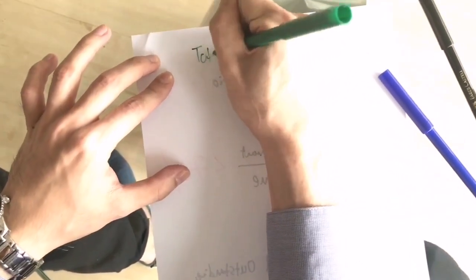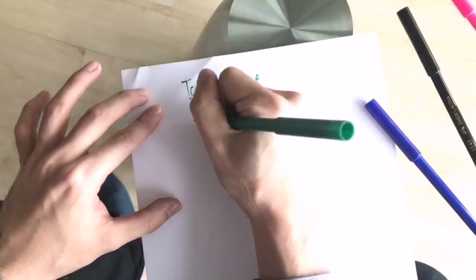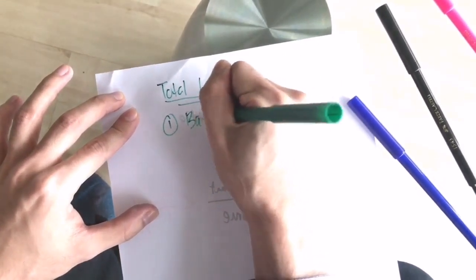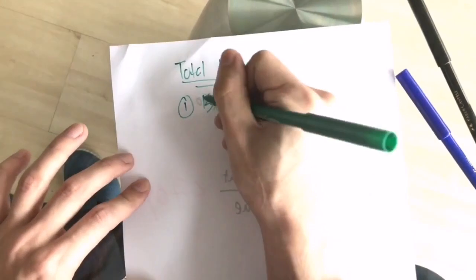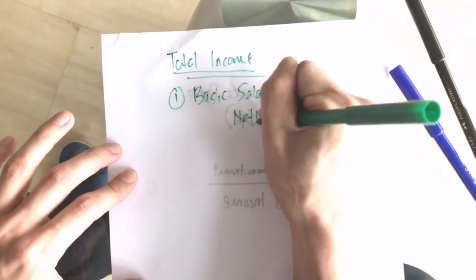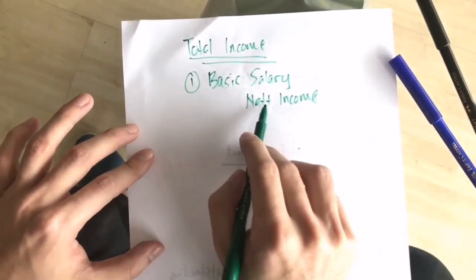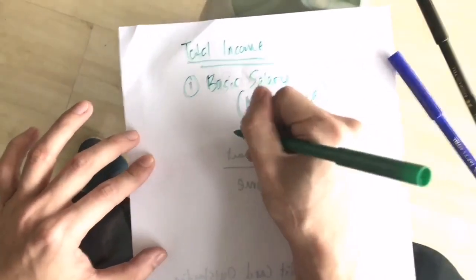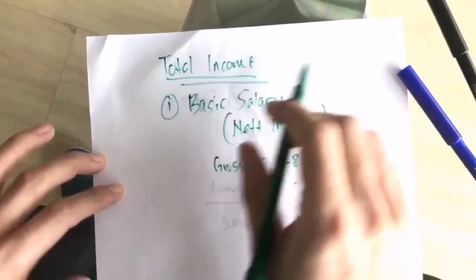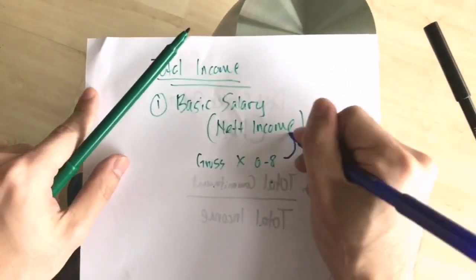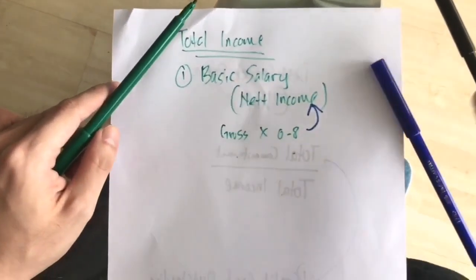Okay, let's talk about income. So what do we have in income? First, basic salary. In banks, they only take in your net income. So there's an extra shortcut for you. To get to this net income very quickly, you just take your gross times 0.8 to reach your net income. As simple as that.